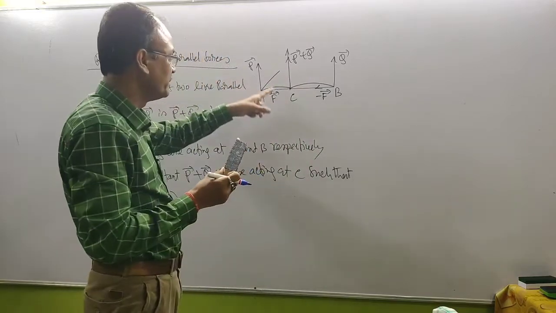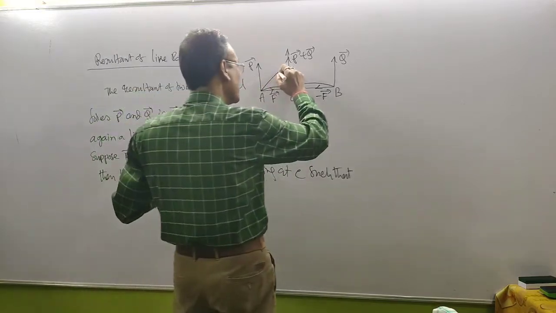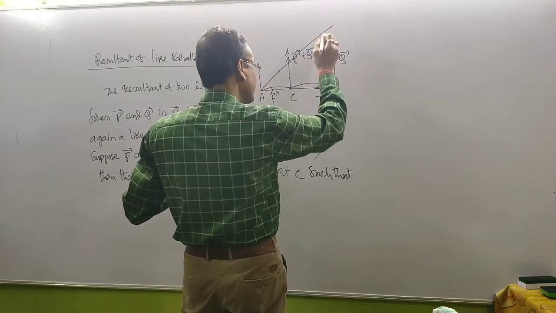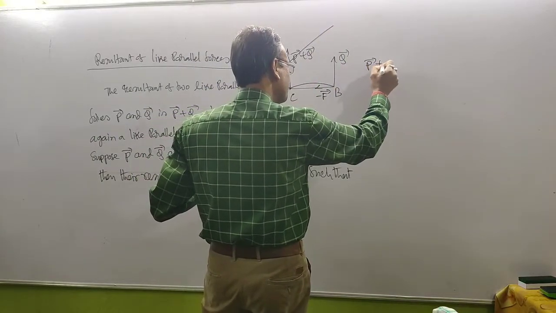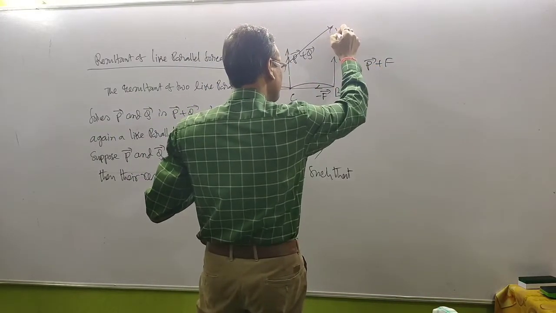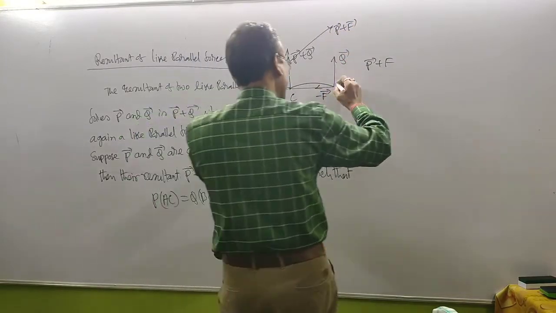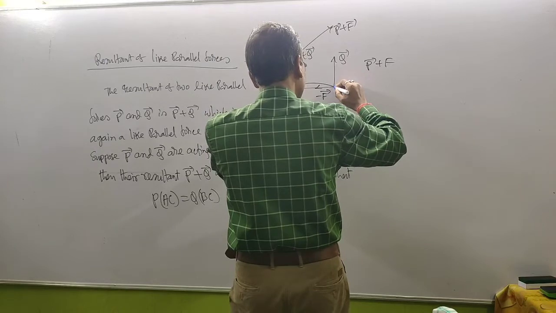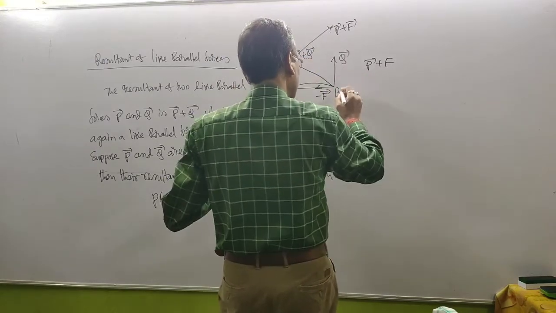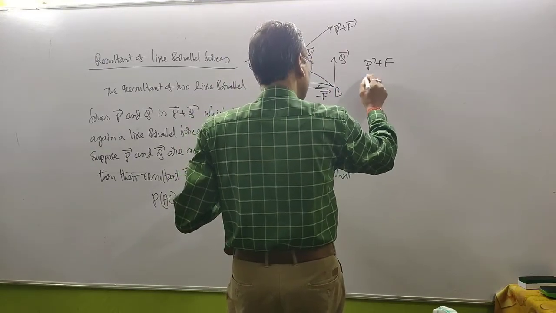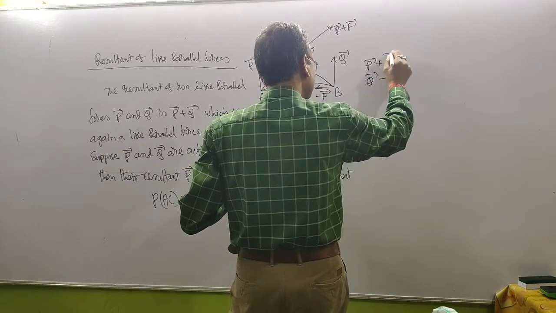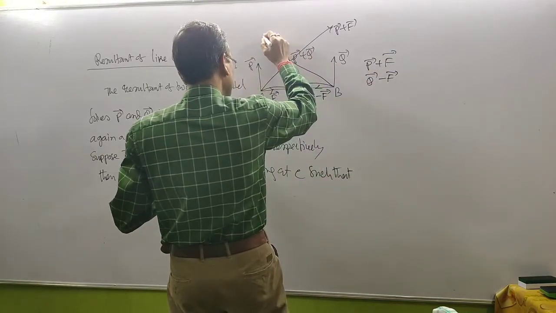The resultant will be equal to this. What is the resultant? P plus F. It will be P plus F. And for Q and F, the resultant will be equal to Q minus F. It will be Q minus F.